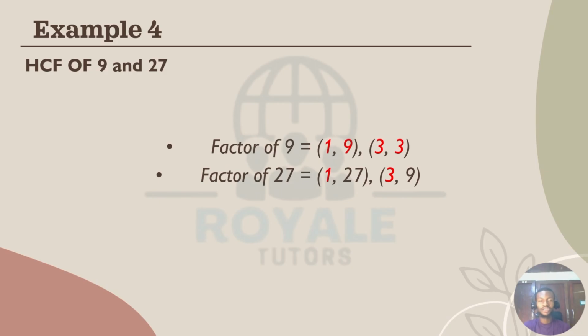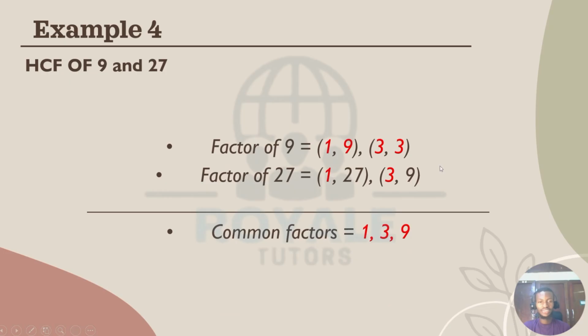Now let's look at the factors that they have in common. We have 1, we have 3, and we have 9. So 1, 3, and 9 are the common factors of 27 and 9. Then let's look at the highest of them. The highest common factor is 9 because the common factors are 1, 3, and 9, and the highest of them is 9. So therefore, we have 9 as the highest common factor of 9 and 27.